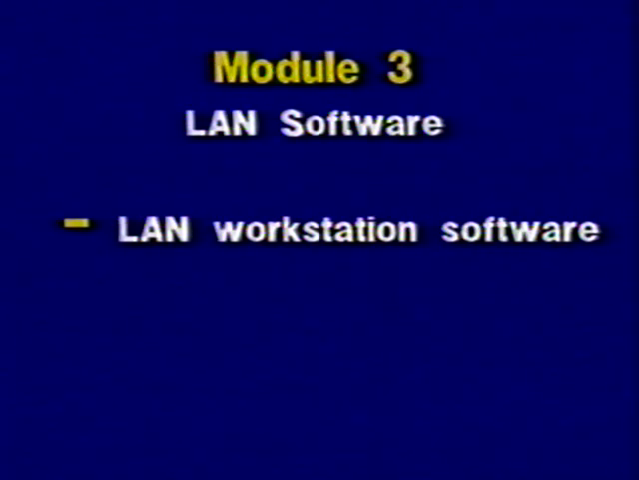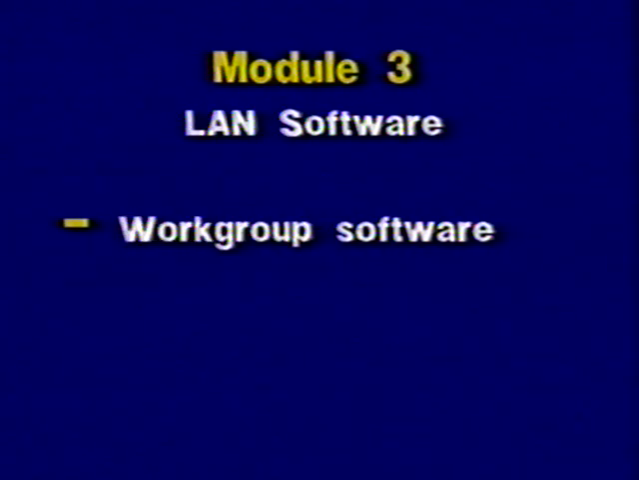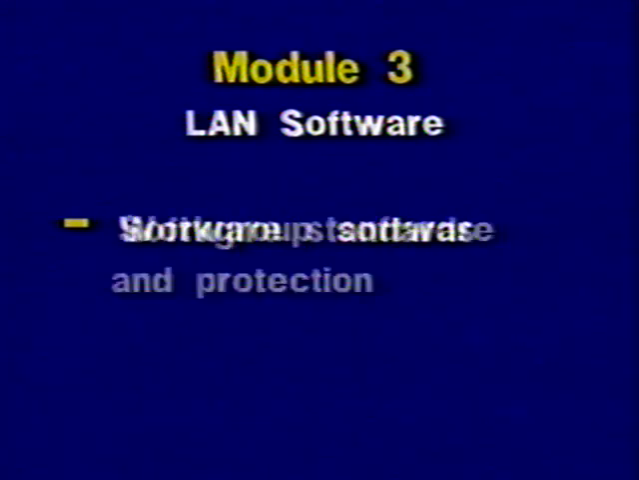And we'll talk specifically about software that we're going to find on a server, and then we'll move into more of an applications-oriented direction for software that we find on local area networks. The first one will be database software, and then workgroup software, and we'll have definitions for each one of these. And then we're going to end Module 3 talking about software standards and protection.